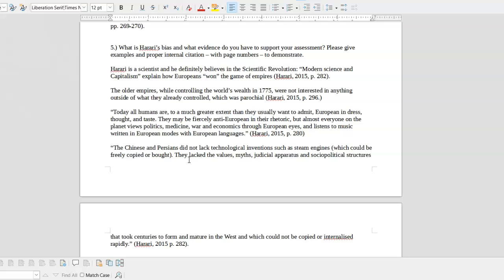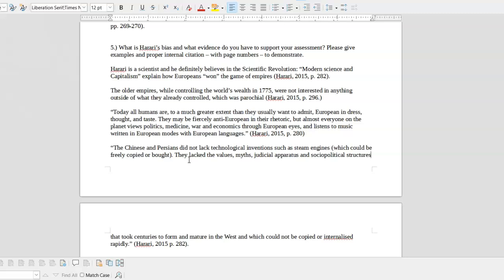What is Harari's bias and what evidence do you have to support your assessment? He's definitely a scientist, as I've mentioned before, and he definitely believes in the scientific revolution. As he puts it on page 282, modern science and capitalism explain how Europeans won the game of empires. And that, again, kind of goes right back into a lot of what Frankopan's saying as well.